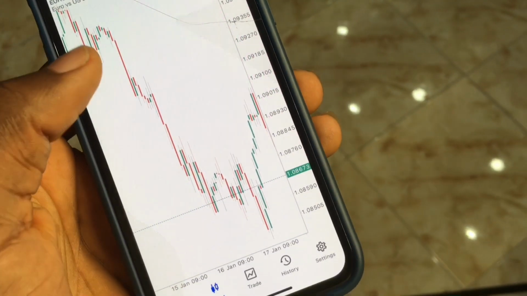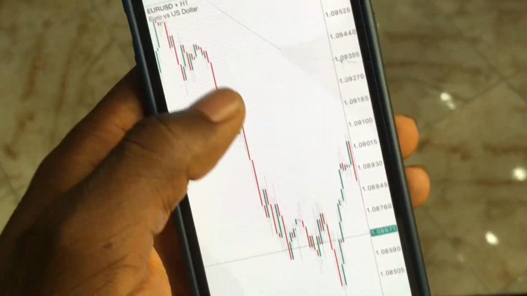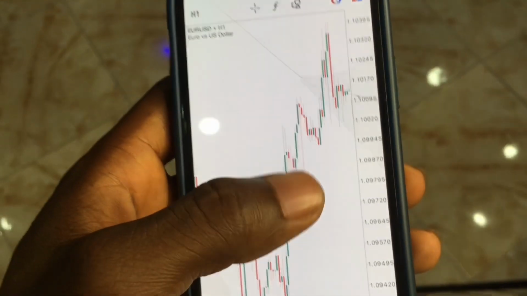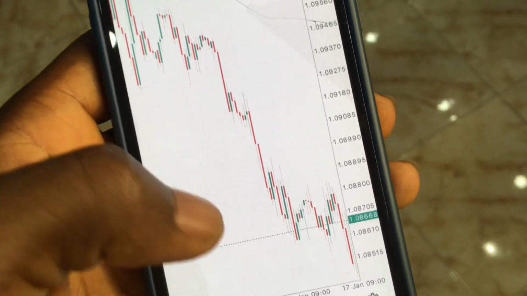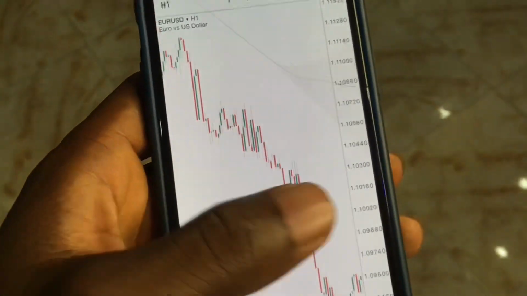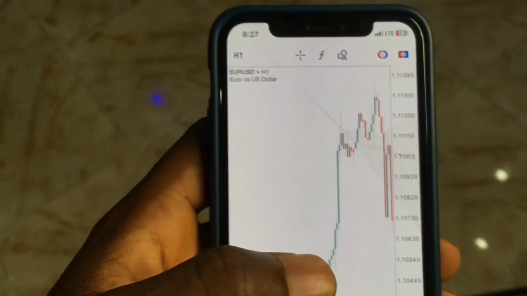Now whenever the market is in a downtrend and you sell, you're going to be making money. And whenever the market is in an uptrend and you buy, you're going to be making money. But in the case where the market is in a downtrend and you're buying, that's the case where you're going to be losing money. And when the market is in an uptrend and you're selling, that's when you'll be losing money.